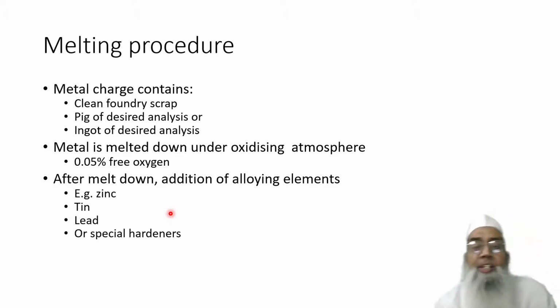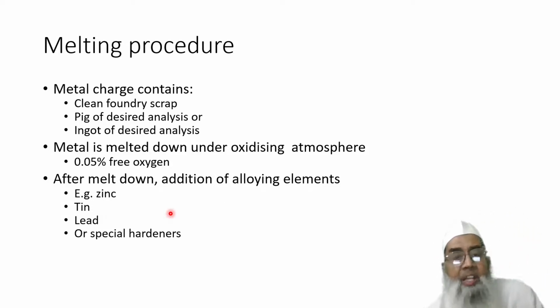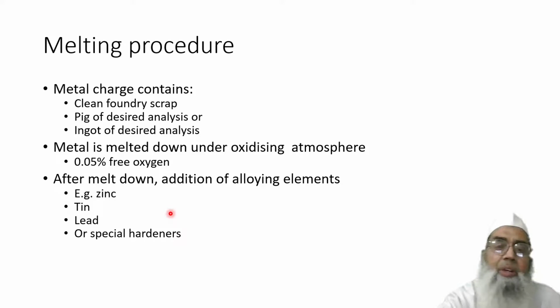Now, after melting down, alloying elements like zinc, tin, lead, or special hardeners are added just to improve hardness, because it is a ductile material. Therefore, so that we can have sufficient hardness, we use certain hardeners.